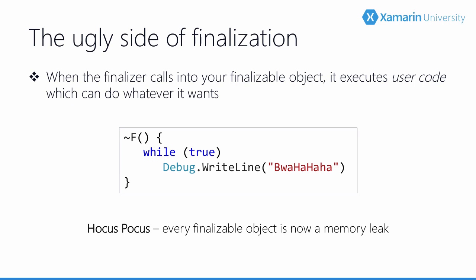There's only one finalizer thread. And if you impact its ability to finalize objects, then ultimately you're impacting the performance and the memory usage of your application, because you're going to end up with a memory leak.